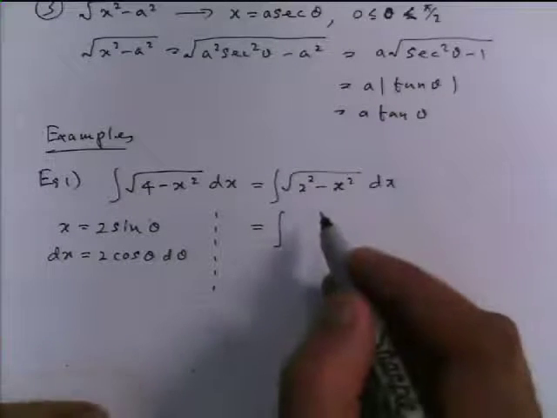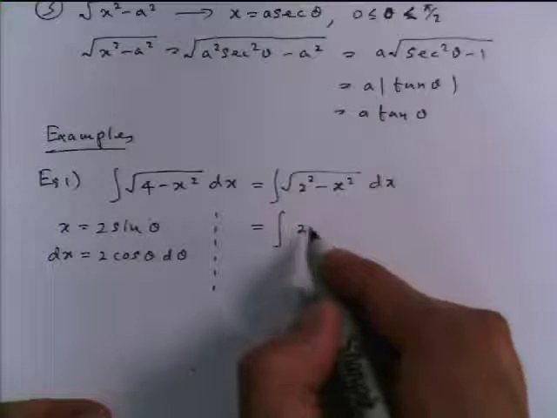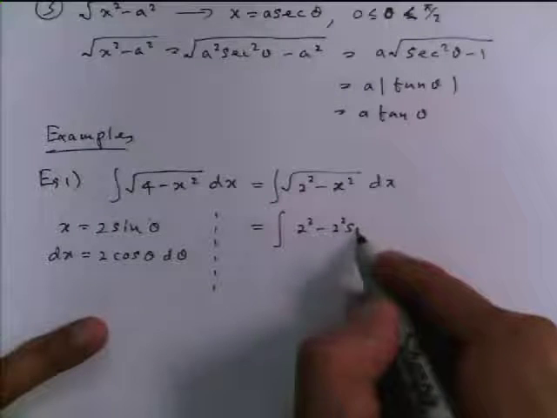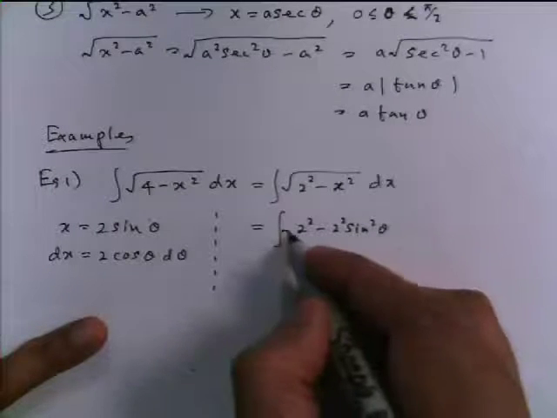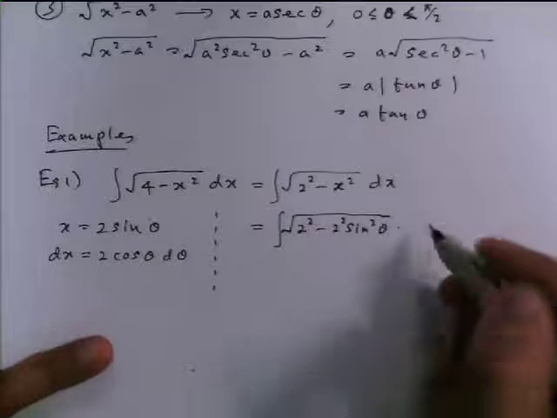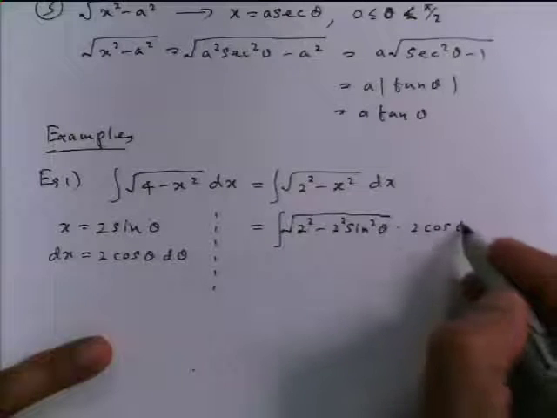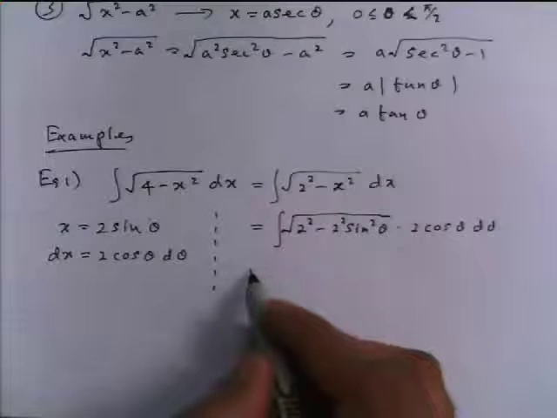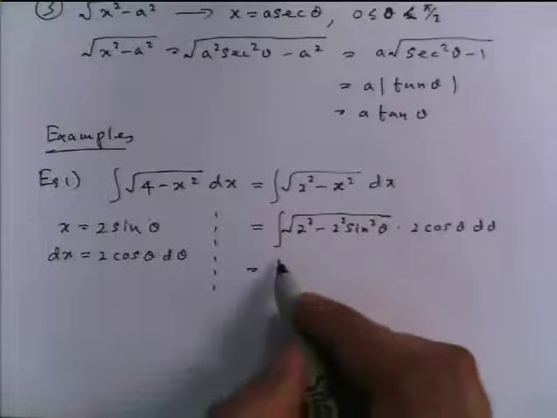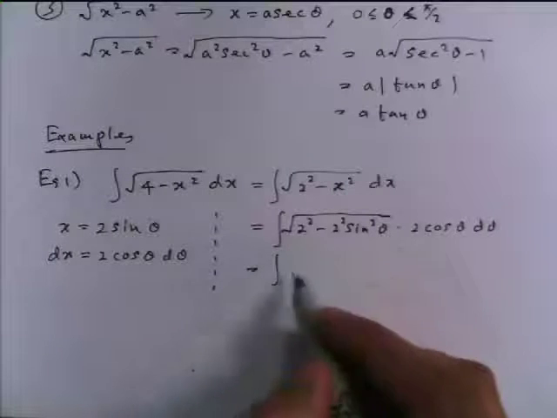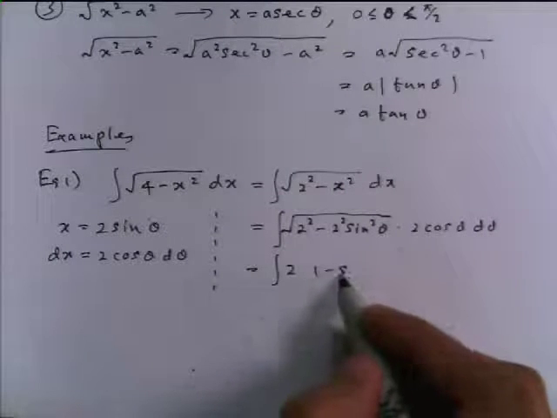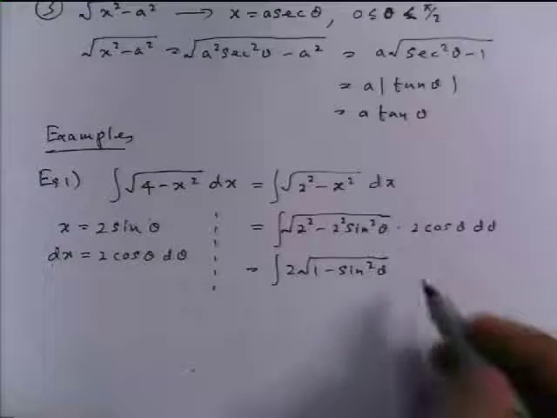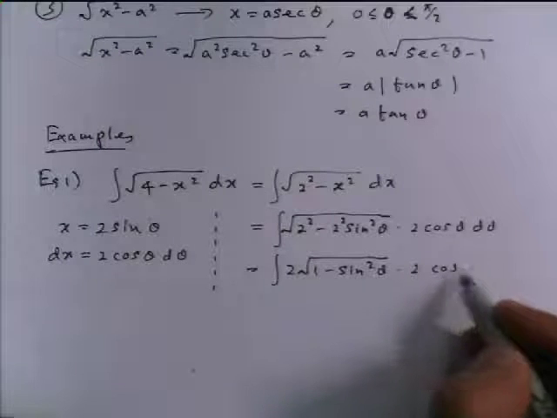What is the integral? So x is 2 sine theta, so 2 squared minus x squared is 2 squared minus 2 squared sine squared theta. dx is 2 cosine theta d theta. So 2 squared, you can take 2 out. It is the square root of 1 minus sine squared theta. So we do the same simplification here. That's what we try to do. 2 cosine theta d theta.